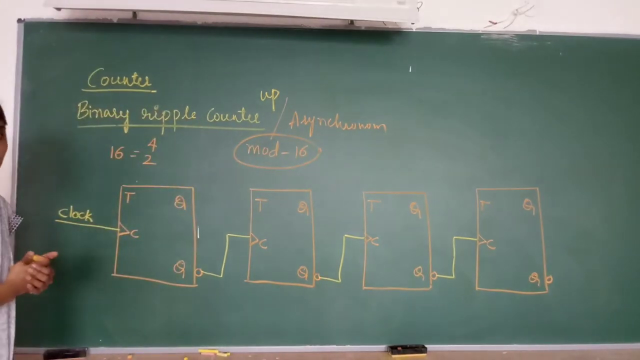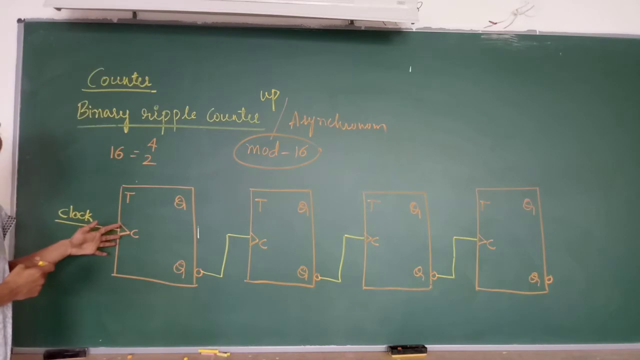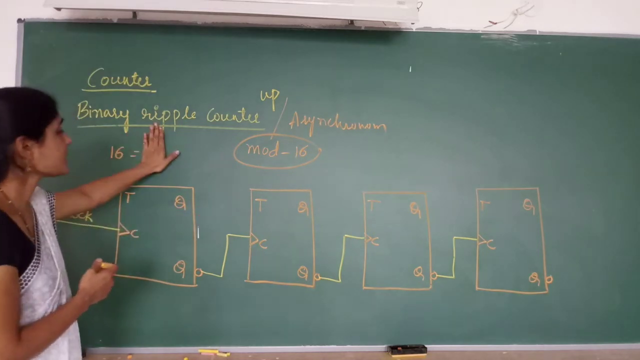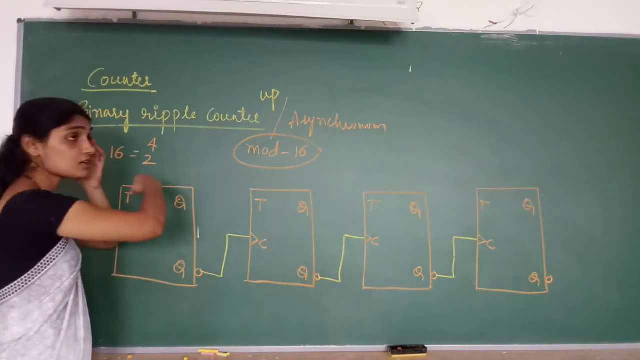Asynchronous, why do we call it that? Because of the clock pulse. The clock pulse is not synchronously given to all the T flip-flops. It is asynchronous. That is why this circuit is called a binary asynchronous counter. Since it works in a ripple fashion, it is a binary ripple counter.